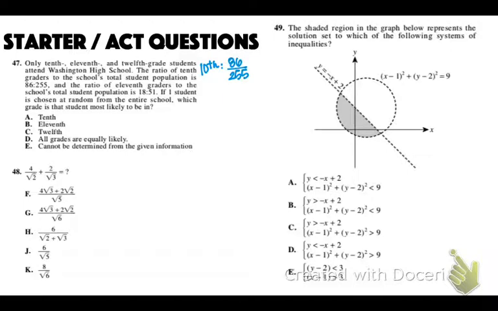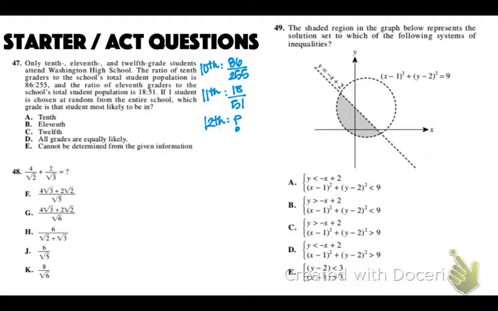The ratio of 11th graders is 18 to 51. So 11th is 18 to 51. We don't know 12th. We could figure it out. If one student is chosen at random from the entire school, which grade is that student most likely to be in? Well, we can make percentages out of these, right?